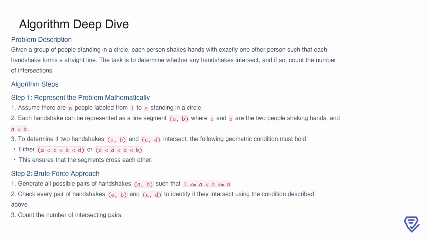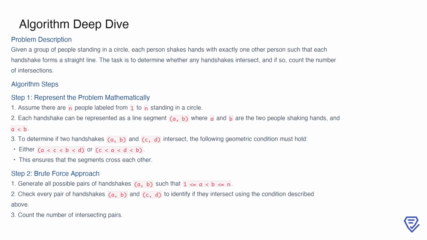To tackle the problem of determining intersecting handshakes, we start by representing the scenario mathematically. Imagine n people standing in a circle, each shaking hands with one other person. A handshake can be visualized as a straight line segment connecting 2 points, A and B, where A and B are the individuals involved, and we always assume A is less than B to avoid ambiguity. The key question is, when do two such line segments intersect?